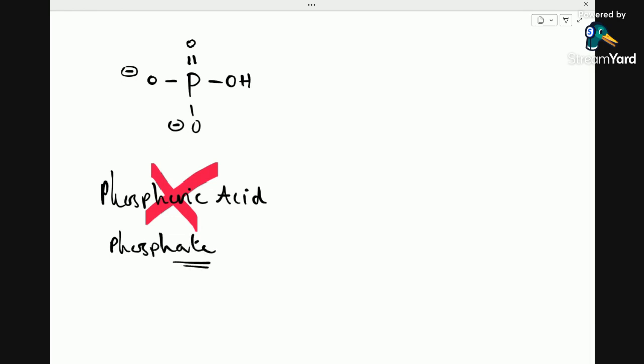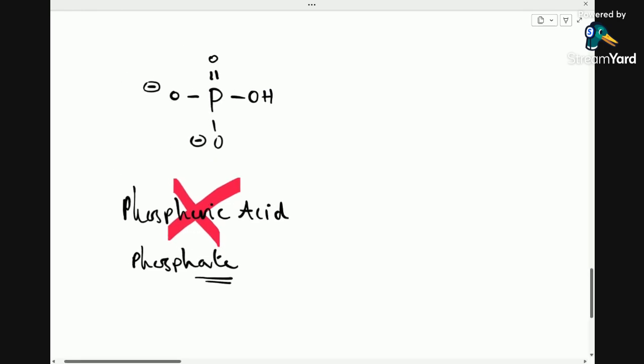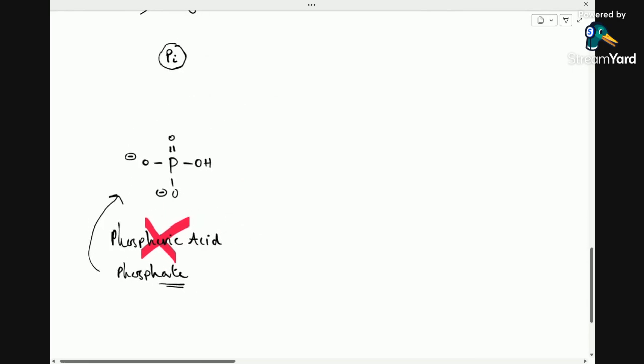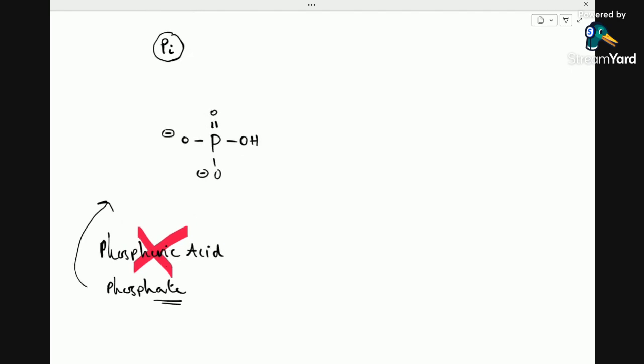Being or referring to the conjugate base of the acid. So this here is now phosphate as opposed to phosphoric acid. It was once phosphoric acid, but is no longer. So I'm going to move that up here a little bit, just to give me a bit of space.